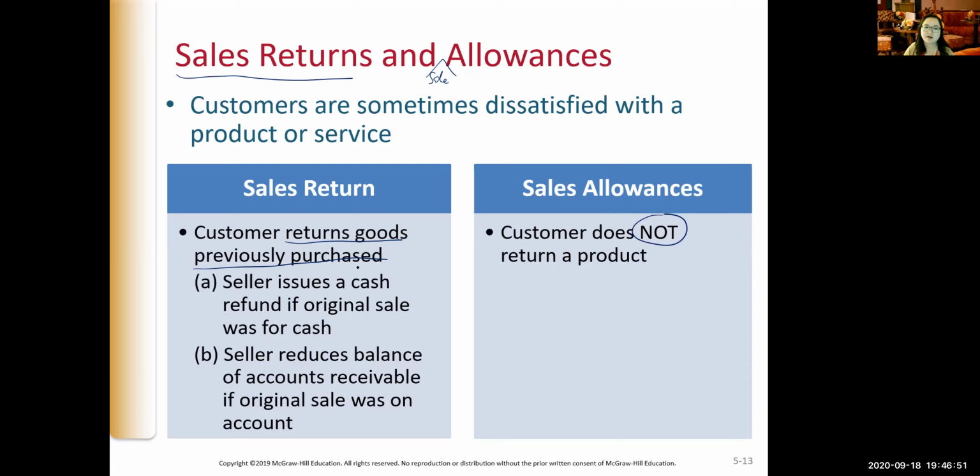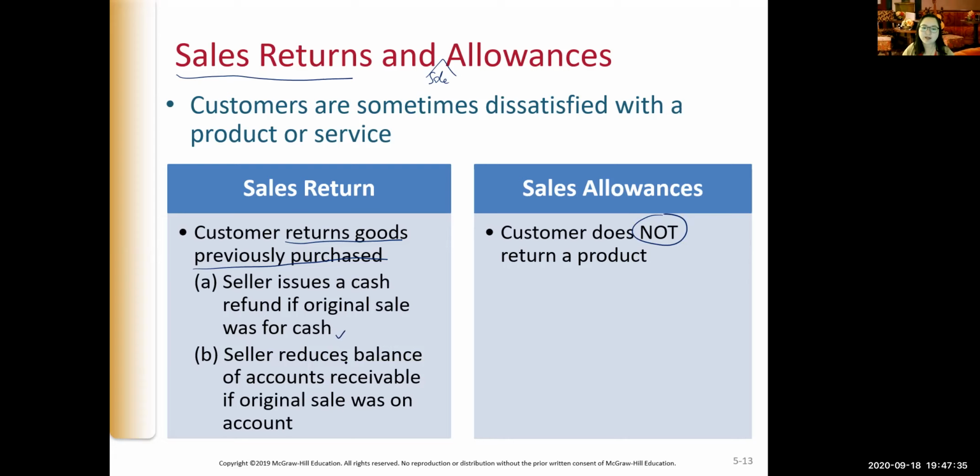Okay, and in terms of sales return, sellers usually issue a cash refund if the original sale was for cash. This is usually what we have experience with, right? If we buy something from, say, TJ Maxx and we want to return it, we hold the product and don't cut the tag, and at the same time we present them with the receipt. Immediately the store representative asks, did you purchase by cash or credit card? And if you say I purchased by cash, they can immediately refund you the cash. So we have life experience with this, right?